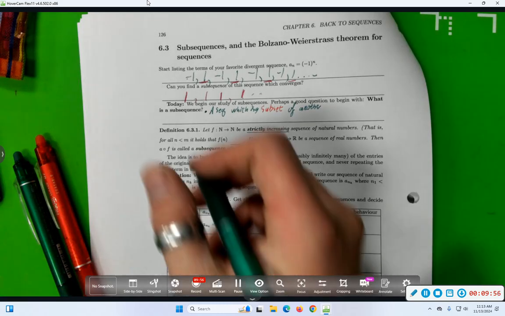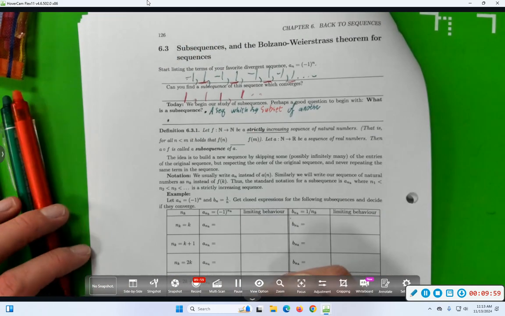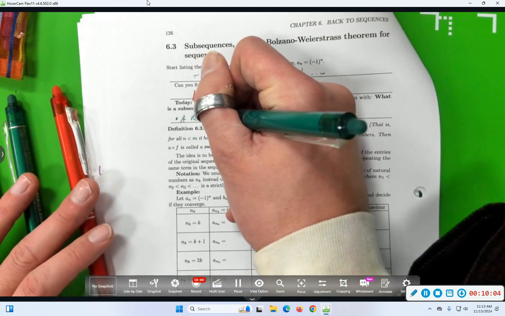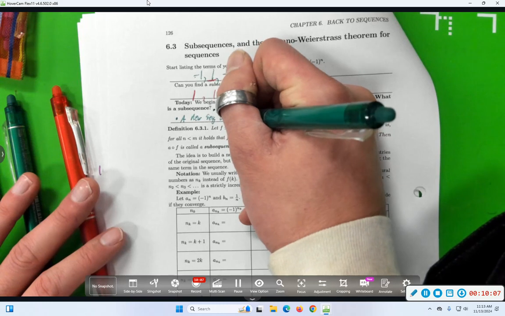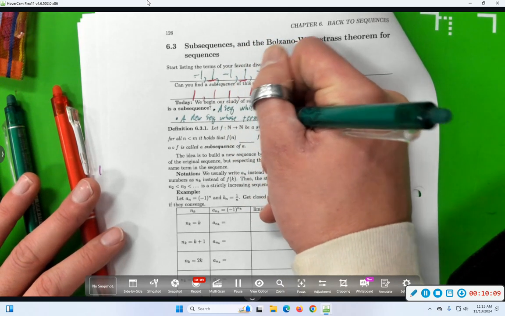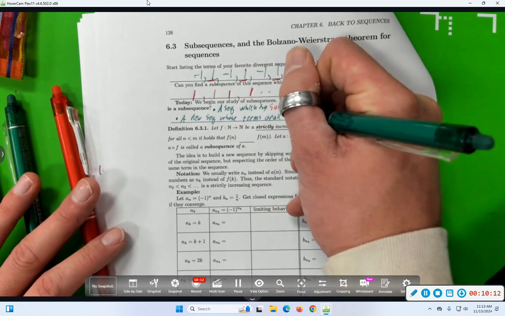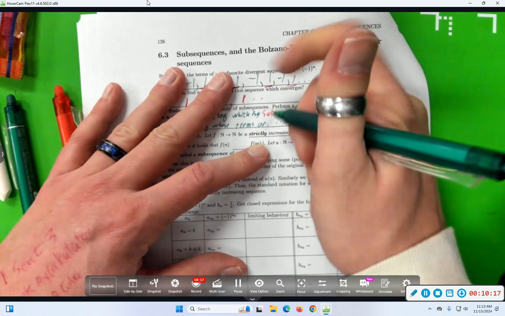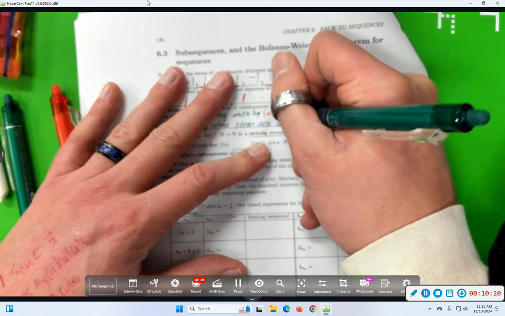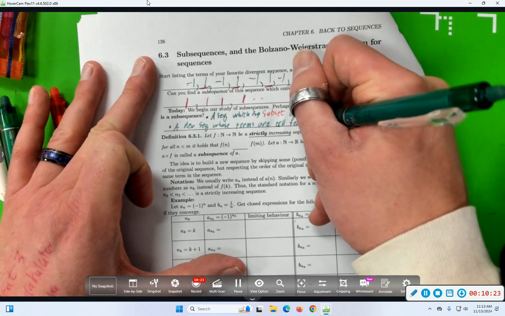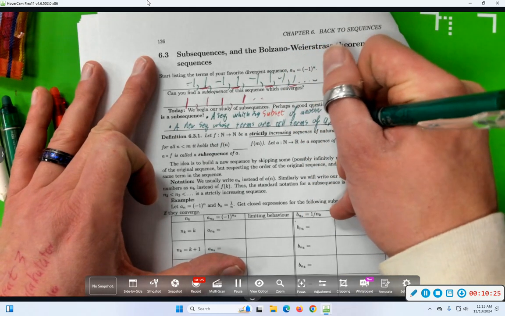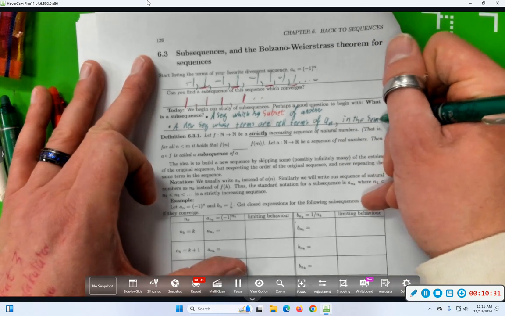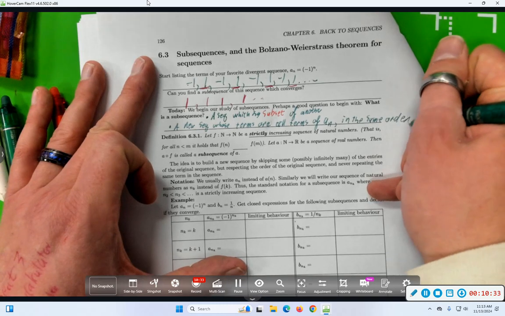So maybe here's another informal way of saying what a subsequence is. A new sequence whose terms are all terms of the old one, and in the same order that they come.